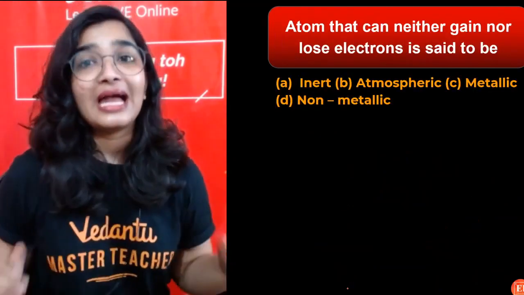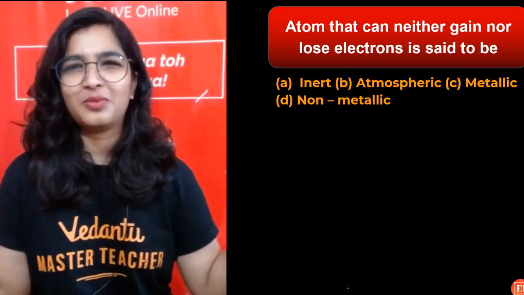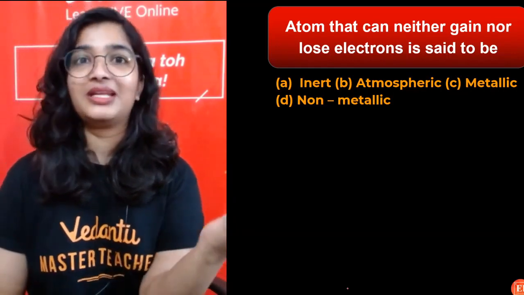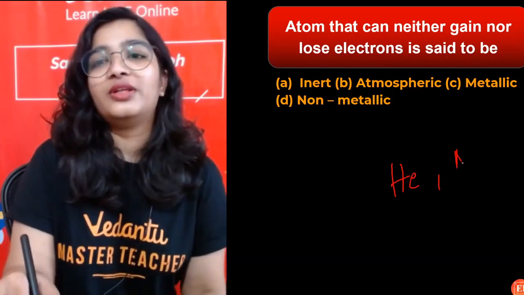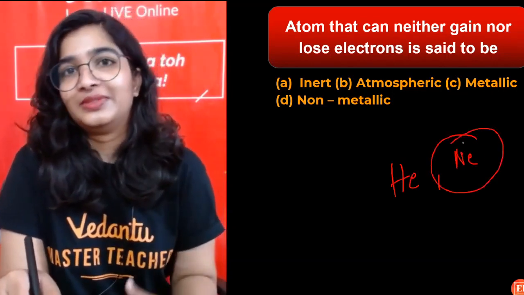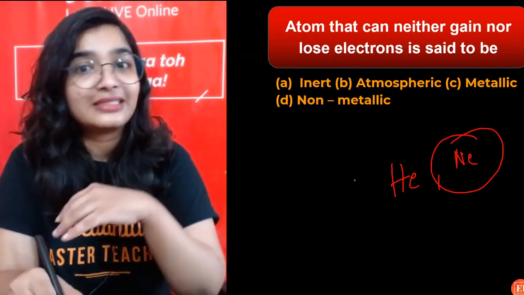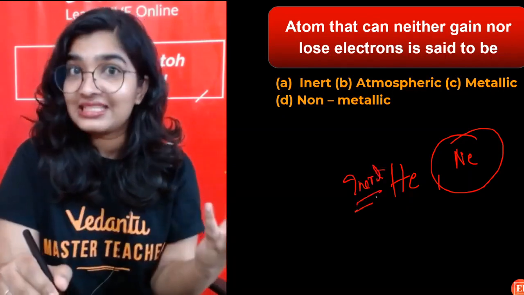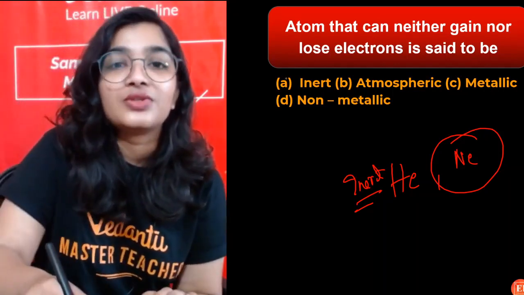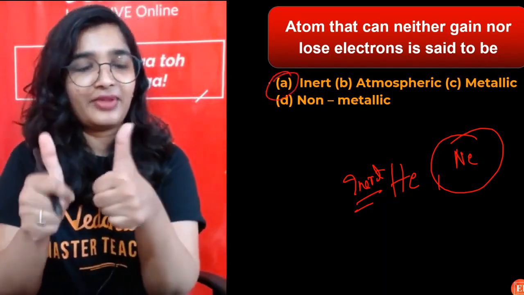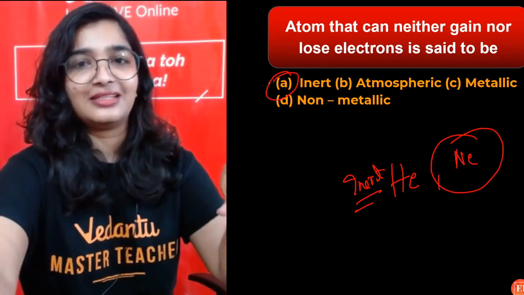Cool. An atom that can neither gain nor lose electrons is said to be: atmospheric, metallic, non-metallic, or inert. So I have helium with me, or neon. Will it lose electrons or gain electrons? Neither. Why? Because it is inert. Why? Because they are very stable, as they have duplet and octet electronic configuration respectively. So the right answer would be A. You guys guessed it right? I'll check the comments later. Let's see.